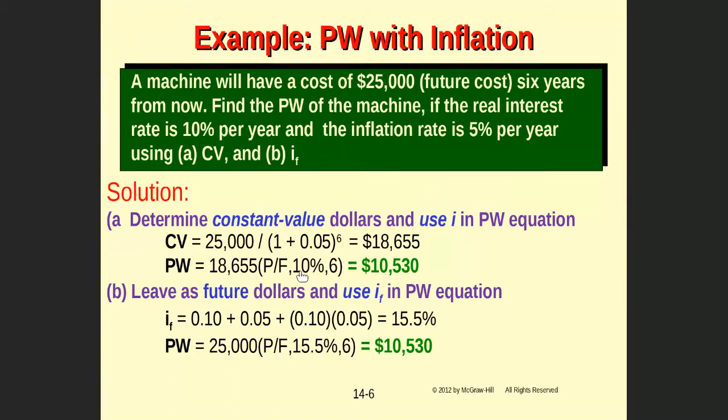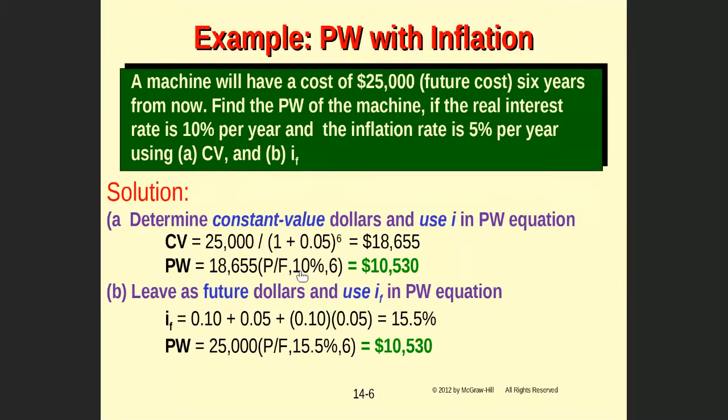But you have to change the future value of money that is affected by inflation into a constant value or CV. Then you can use the CV with the interest rate that is given. This is how you conduct the present worth analysis when you have inflation.